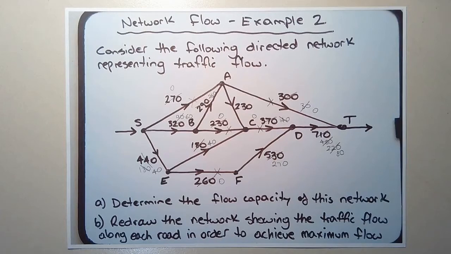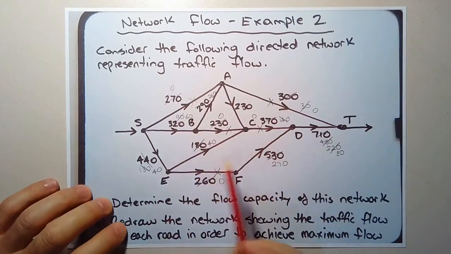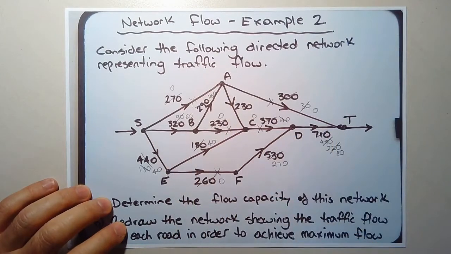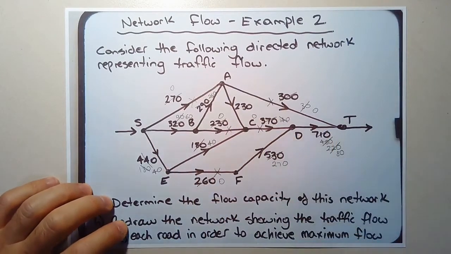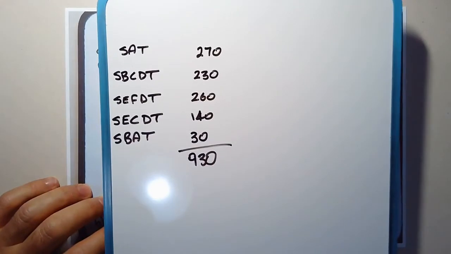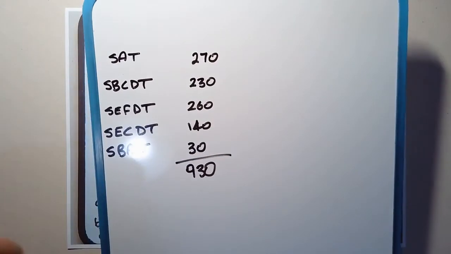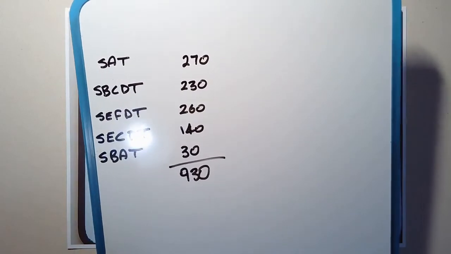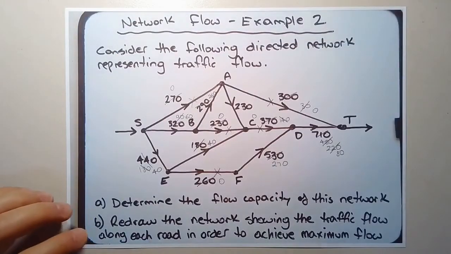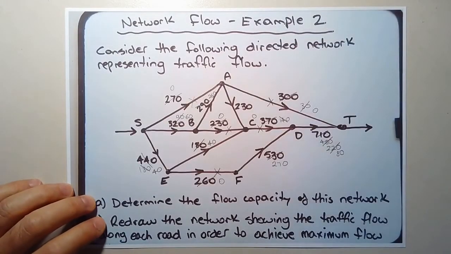Continuing on now with example number 2 for network flow. In the previous example, we determined the flow capacity of this network by considering the various paths. So you might recall this from the last video. These were the various paths that we had identified and considered the capacity of each path. And then we ended up with this diagram.